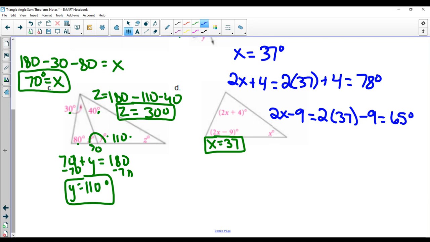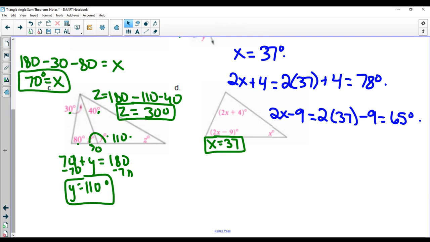Now, how do we know we're right? How do we know our answer was truly 37? Well, if you wanted to double check yourself, you could take 37, the 78, and the 65 and add them together. And I got 180 again. So that tells me that my answer of 37 was correct.